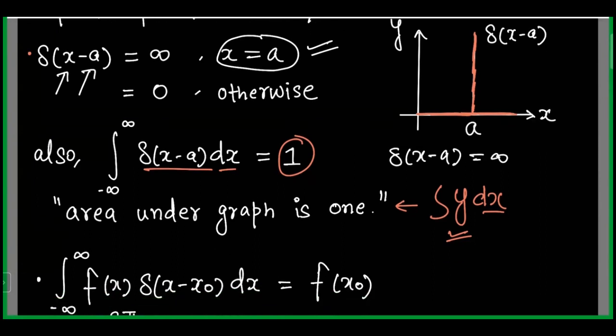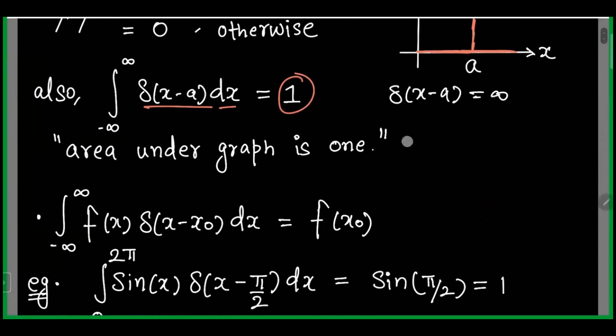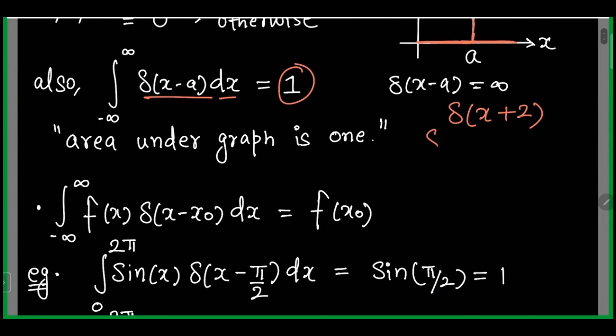So now let's move on. Let me just give you a brain teaser, or let's say a quick revision kind of thing. If I say what is delta x plus 2, how will you plot this? So I can write delta x plus 2 as delta x minus minus 2.